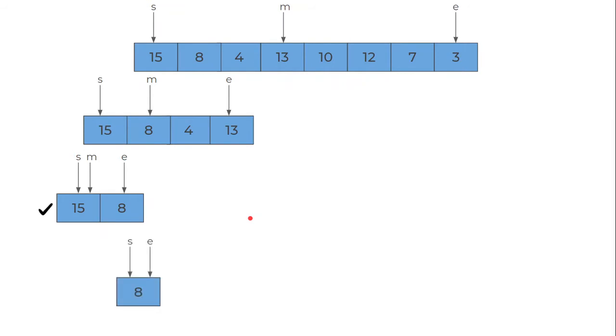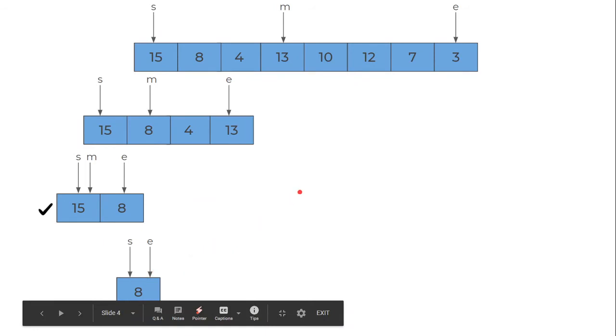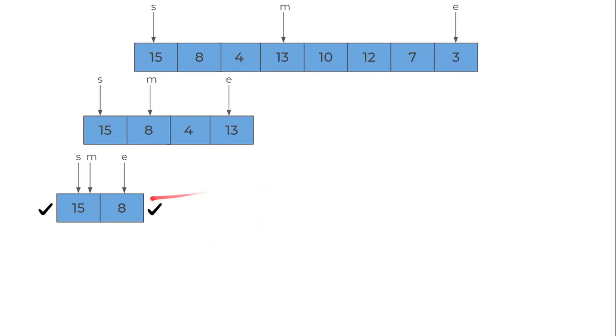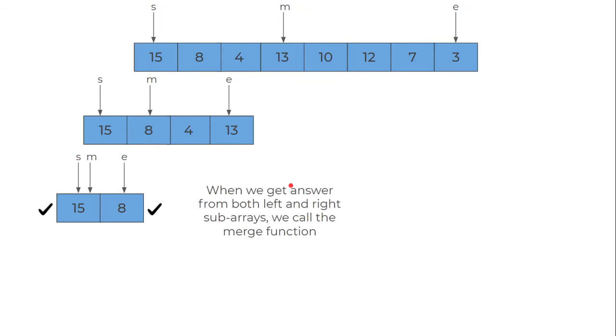Now we're going to make a call to the right part, and again we can return from here since only one element is present and we've hit our base case. So right part is done. So as I said, left part is done, right part is done. Now all that's left is the merge part, right? So when we get the answer from both left and right sub arrays, we call the merge function. That is the final thing we have to do.